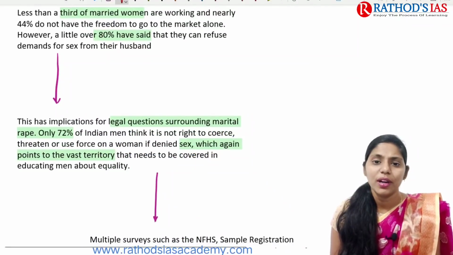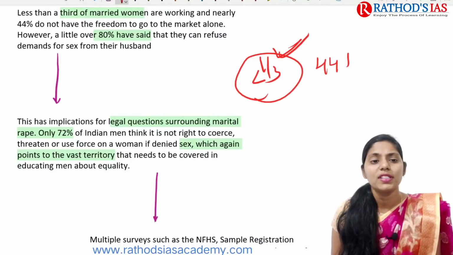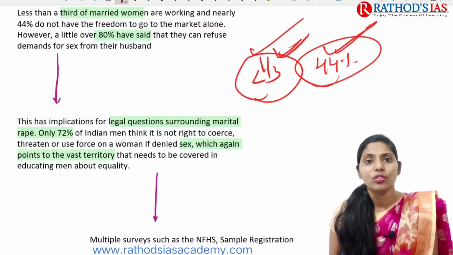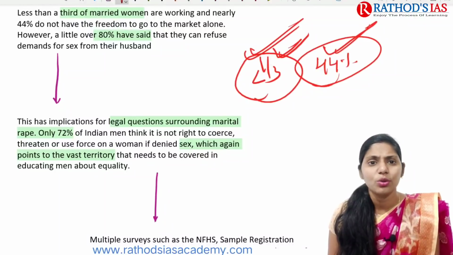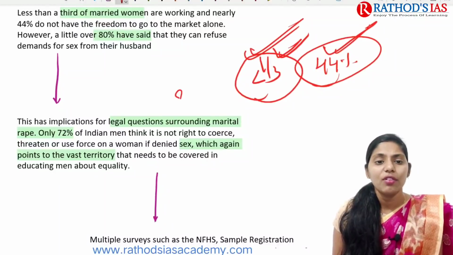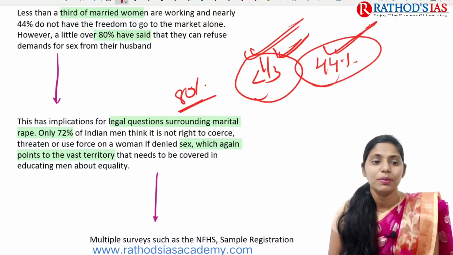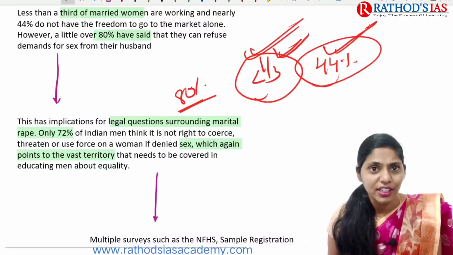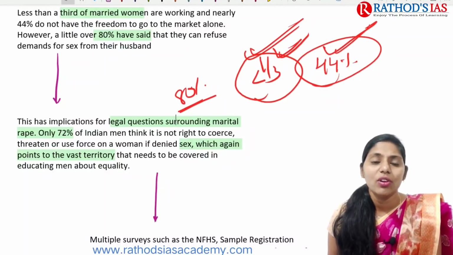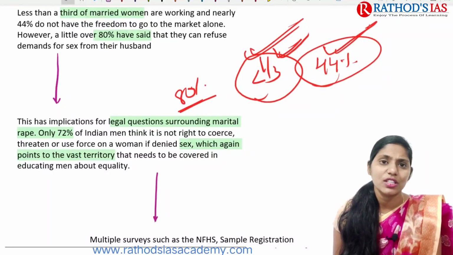And if you are talking about married women, less than one third of married women are working, and about 44% do not have the freedom to go out to the market alone. So out of the women who are married, about 44% do not have much freedom to go out to the market alone. However, 80% mainly said that they can refuse the demands of sex from their husband. Whenever a woman has that right to refuse the demands of sex, that means we can see there will be fewer cases of marital rape, right? So only in the rest of the 20% of women can we see cases of marital rape.